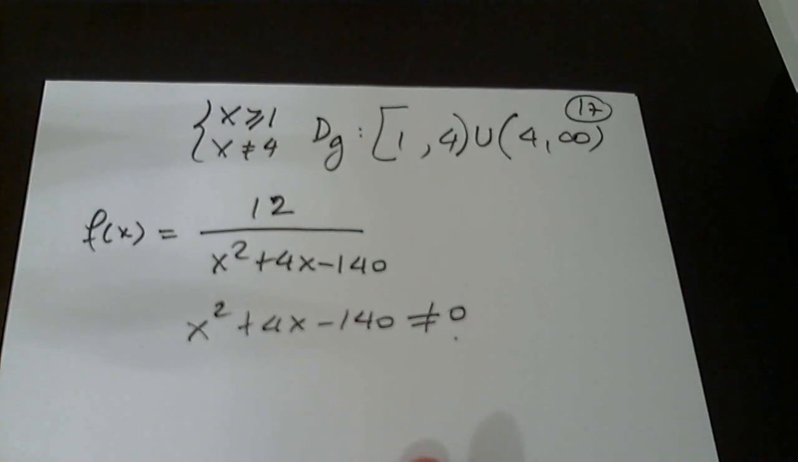If it takes too long to factor, skip that. Go here. Go to apps. Go to 9. Root finder. Enter. First coefficient is 1. The second coefficient is 4. The last coefficient is negative 140. Enter. Click. Done.